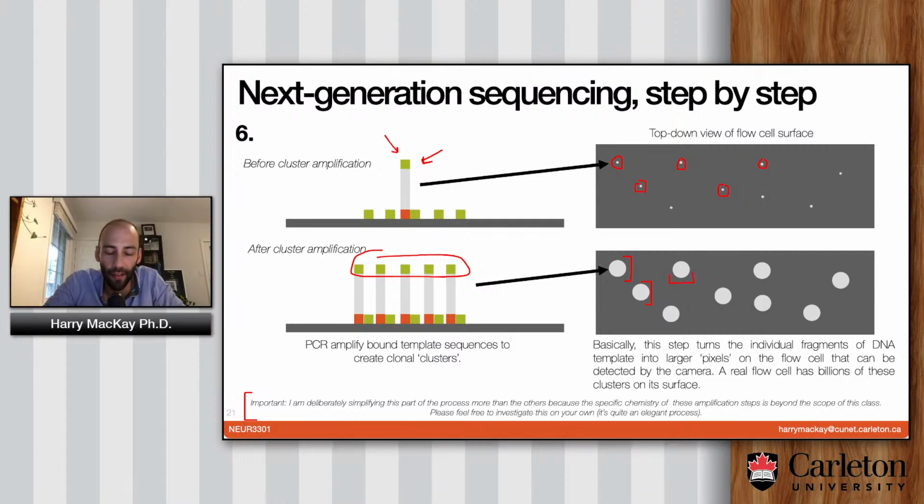Each one of these spots is detected by a camera. So the more pixels you have for every spot, the easier it is for the camera to tell what's happening there. Now, a real-life flow cell has billions of these little spots, or clusters, on the surface. I've given you maybe 10 or so to look at, but really there are billions of these all being analyzed.